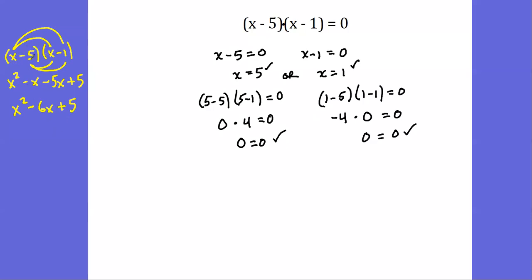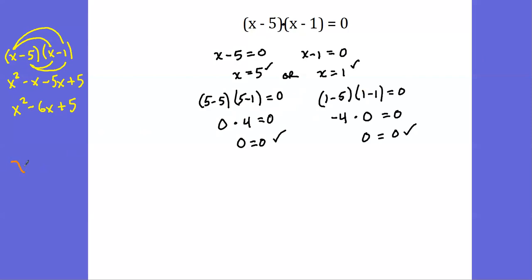So this expression, x minus 5 times the quantity x minus 1, is equivalent to this expression, x squared minus 6x plus 5. And what that means is that for any number that I pick for x, this should give me the same answer as what I get here when I evaluate the expression at that value of x. So let's try that real quick and just see it happen.